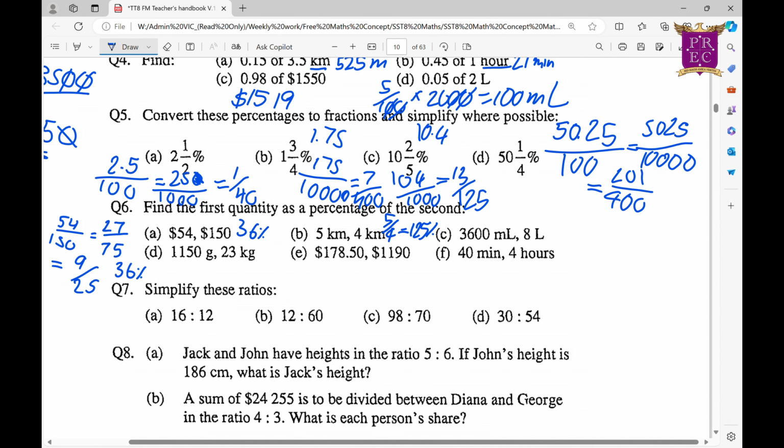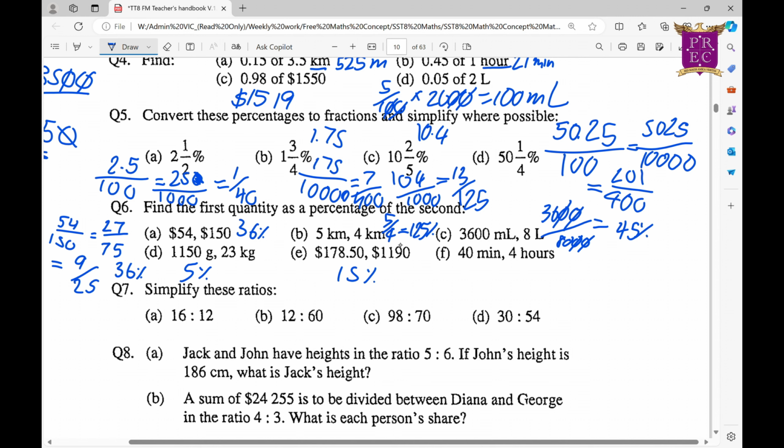Actually, with this one, just convert it into milliliters first, the second part, and then cancel the zeros out, and we get 45%. Okay. Same with here, convert the units and then do the fraction. This one's 5%. This one's 15%. And remember, convert the units.